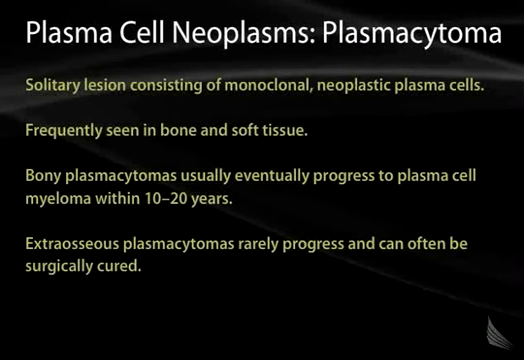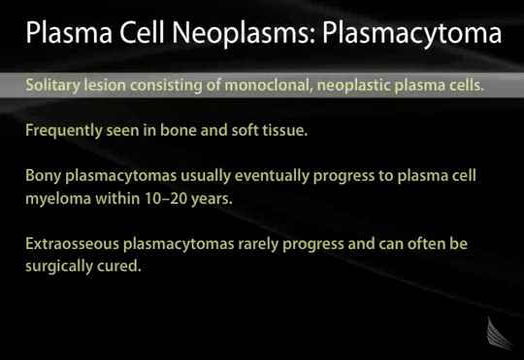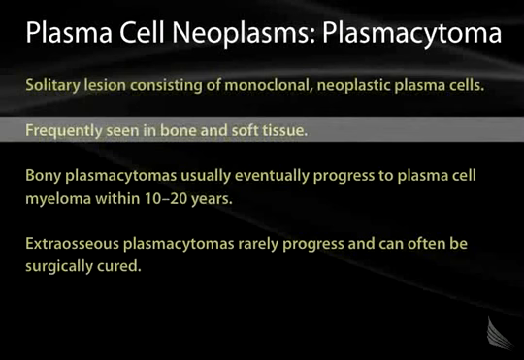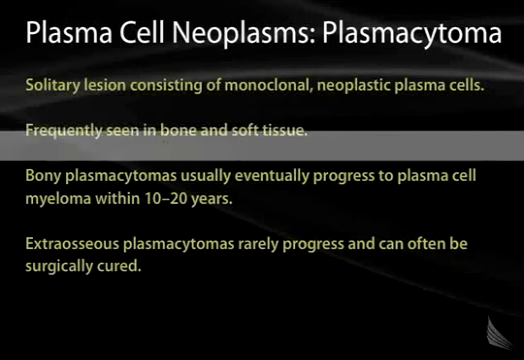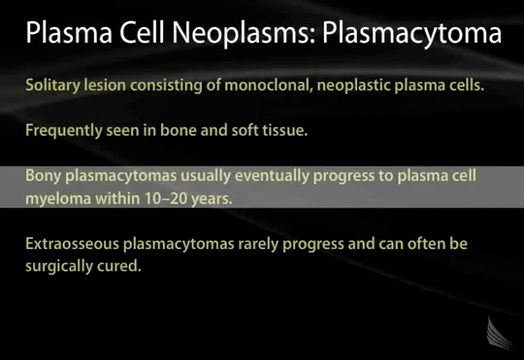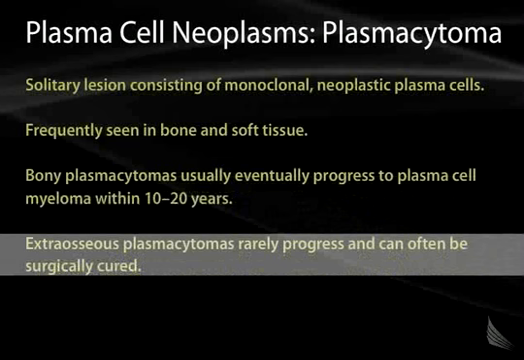In contrast to multiple myeloma or plasma cell myeloma, where there are sheets of plasma cells, a plasmacytoma is a solitary lesion consisting of one clone of monoclonal neoplastic plasma cells. It can be seen in bone, it can be seen in soft tissue, and it can even be a precursor lesion to a plasma cell myeloma if left unchecked for a decade or two. So extraosseous plasmacytomas can be seen and rarely progress. They can be surgically cured if completely resected.